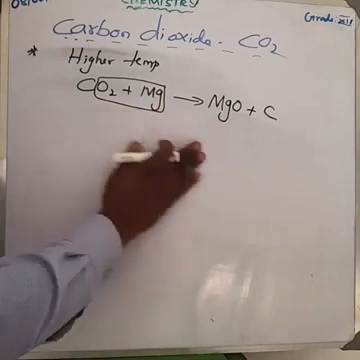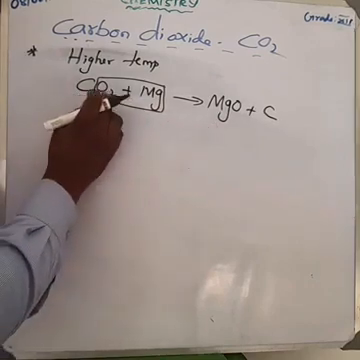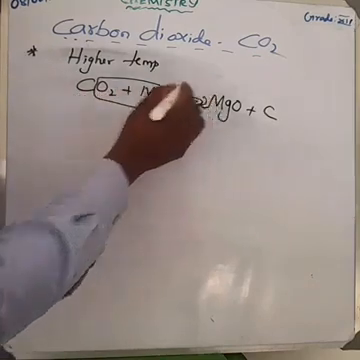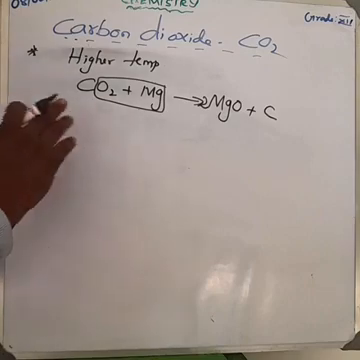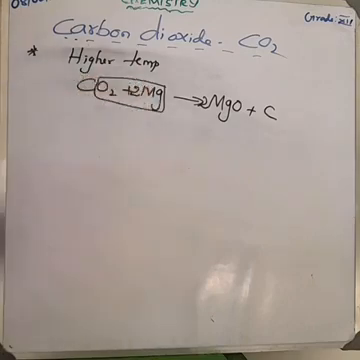We have to balance the equation. How much oxygen is there on the reactant side? 2 oxygen. The product side also must be 2, so we get 2 MgO. The reactant can also be changed to magnesium. This is one of the important questions.